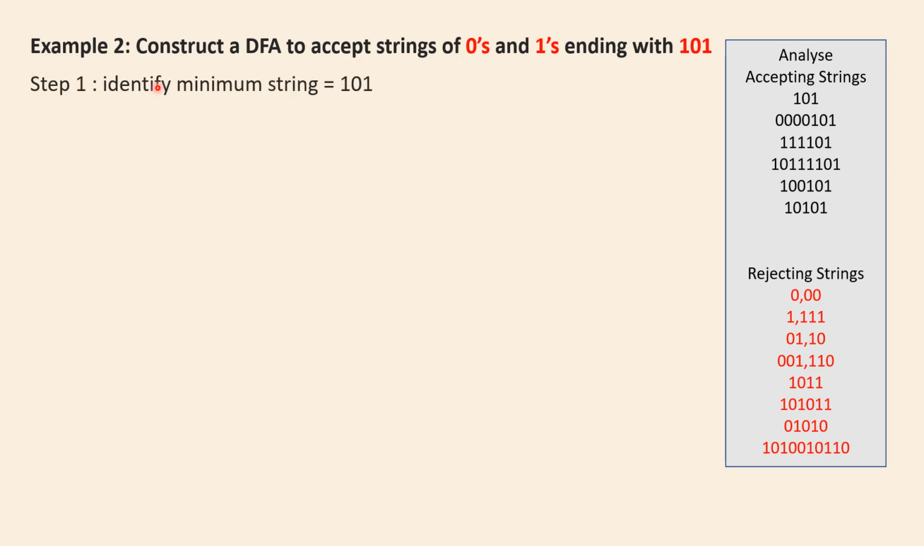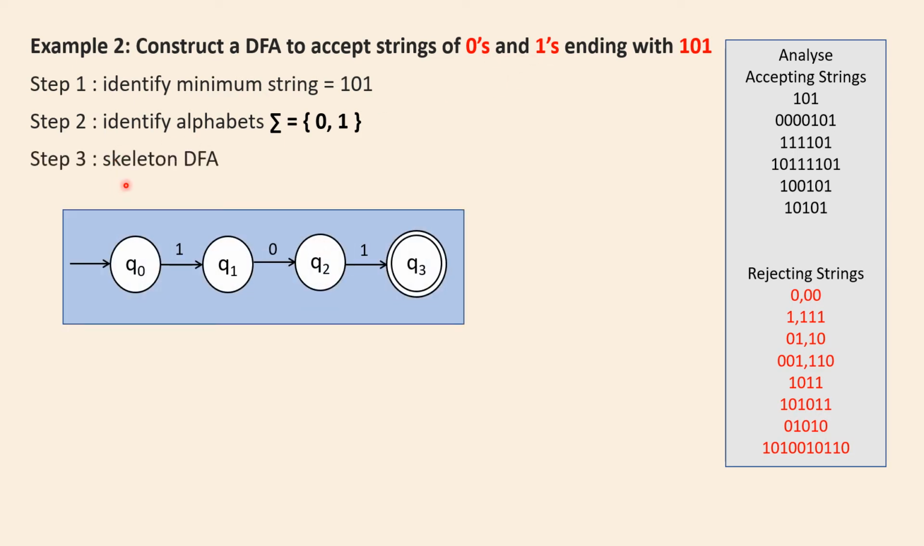So the first step is to identify the minimum string. We know that it is 1, 0, 1. And to identify the alphabets, that is nothing but the input symbols, that is 0 and 1. The skeleton for 101, the minimum string, is here. The length of the string is 3 and I will be requiring n plus 1 states, so it is 3 plus 1. So I have 4 states, Q0, Q1, Q2 and Q3, where Q3 is the final state.